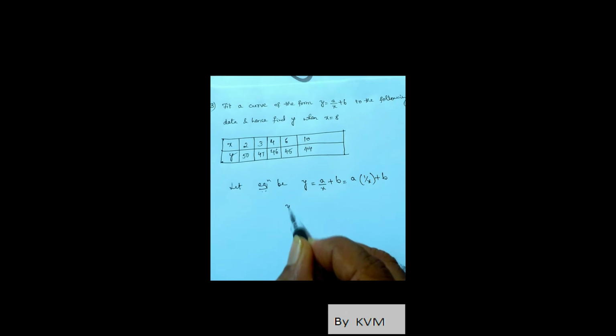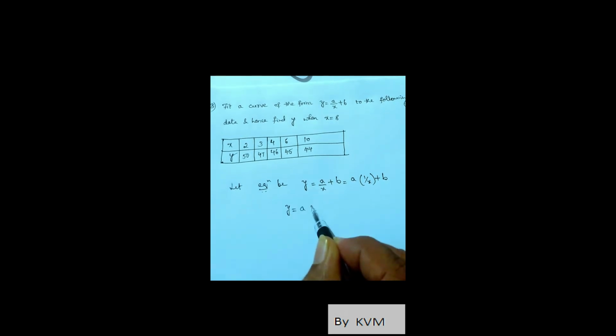Now we have to convert this equation to the straight line form. So that is y equals a into capital X plus b, where capital X is equal to 1 by x. So the equation y equals a by x plus b we have converted into the straight line form: y equals a into capital X plus b, where capital X is 1 by x.